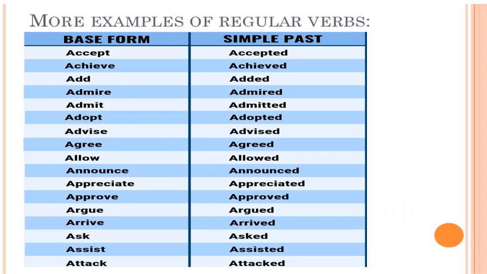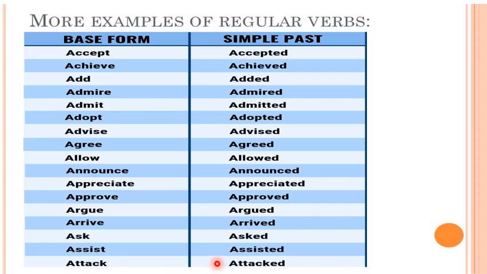Let's read some examples of regular verbs. The base form is called the first form of the verb and simple past is the second form of the verb. Accept, accepted, achieve, achieved, add, added, admire, admired, admit, admitted, adopt, adopted, advise, advised, agree, agreed, allow, allowed, announce, announced, appreciate, appreciated, approve, approved, argue, argued, arrive, arrived, ask, asked, assist, assisted, attack, attacked.